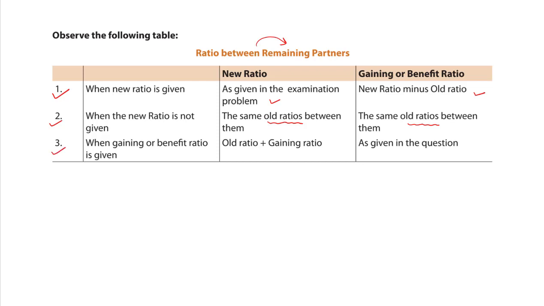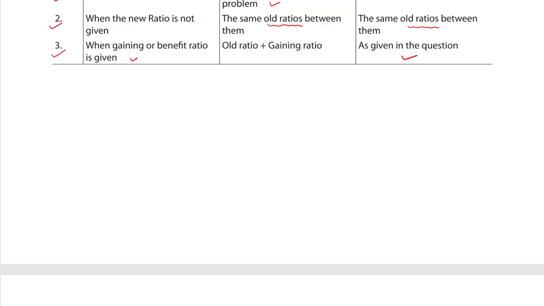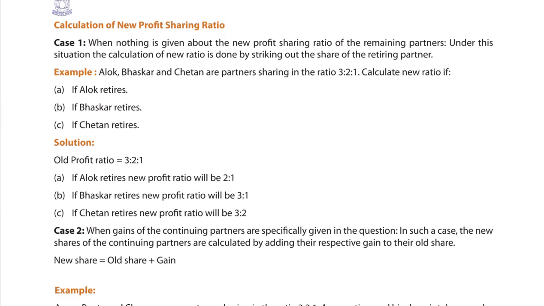Case 3, when the gaining or benefit ratio is given in the question, old ratio plus gaining ratio will be the new ratio and the gaining ratio will be as given in the question. I believe you understood. Let us move ahead.